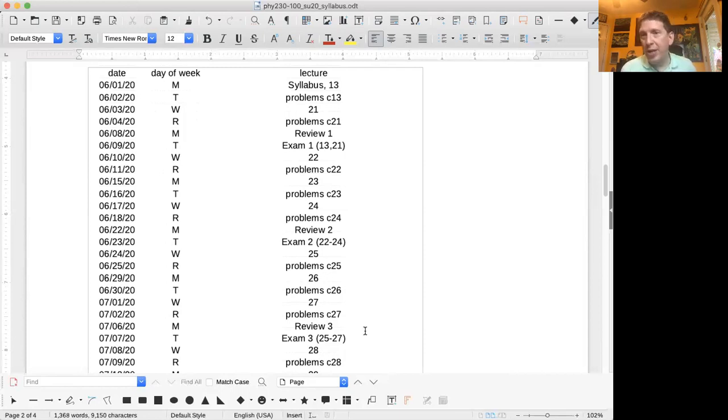Then chapter 21, we're going to introduce electricity. So Coulomb's law, electric force, electric field. And that'll bring us straight into our first test, which covers the first 2 chapters. All the subsequent tests will cover 3 chapters. But we'll get to that test fairly quickly.